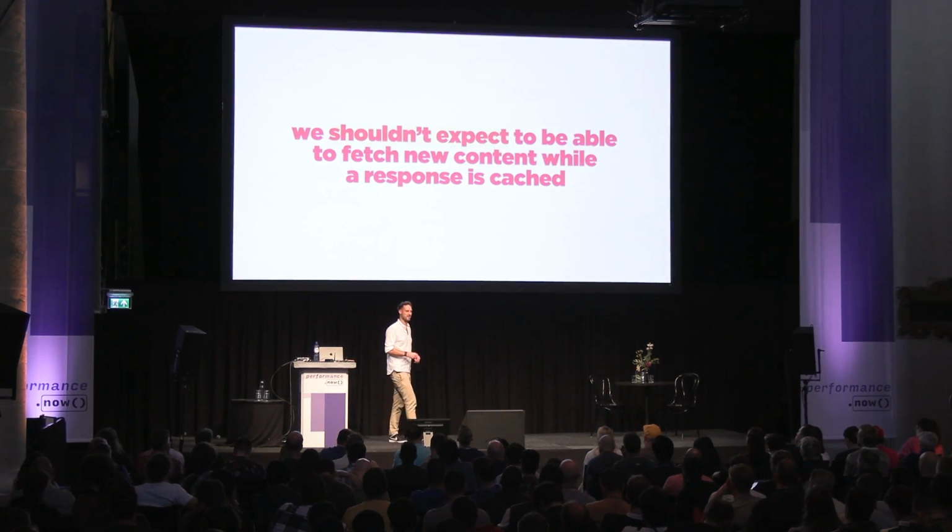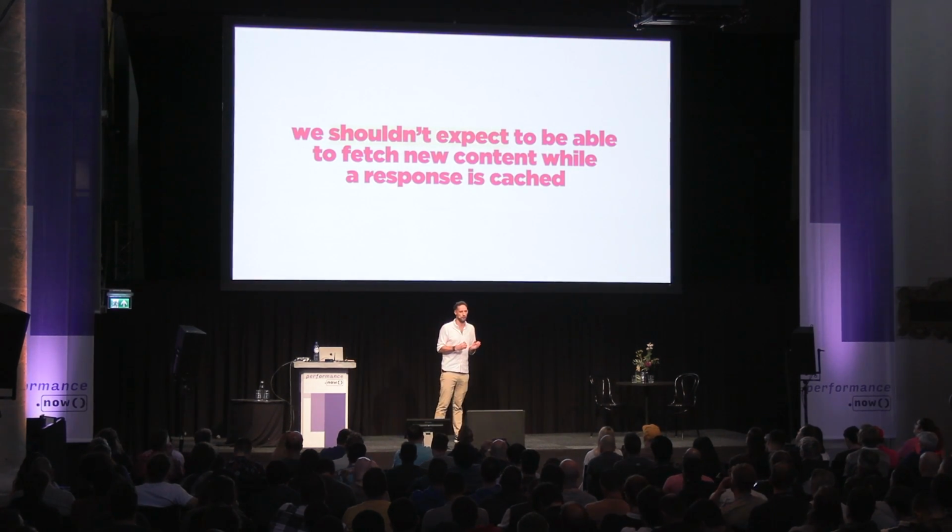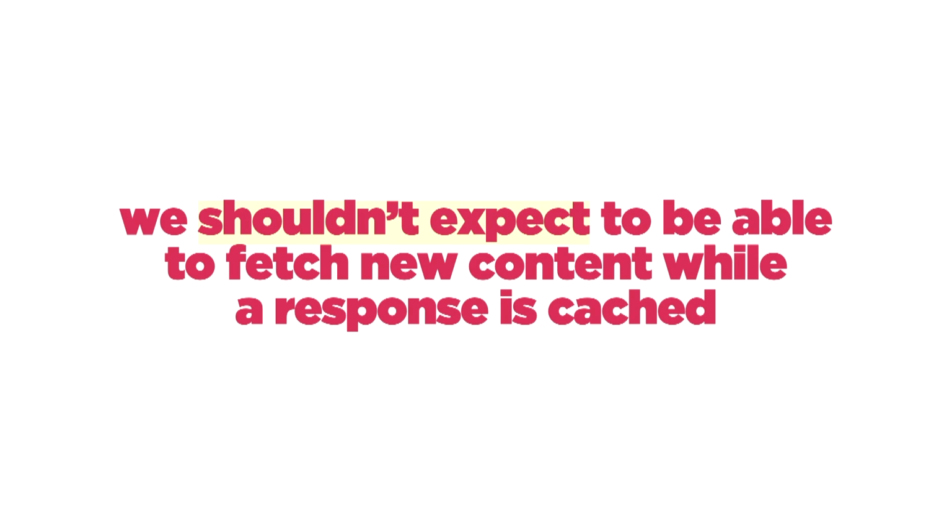First thing I want you to take away from this is we should not expect to fetch fresh content if a file is still within its fresh period. If we are getting revalidations while a file is considered fresh, we've got a conflict somewhere, we've got a bug. We shouldn't expect to be able to fetch new content while a response is cached. It's the kind of trade-off we make. If we decide to cache a file for a week, we have to admit that that file could be out of date for a week, or 6 days and 23 hours, right?